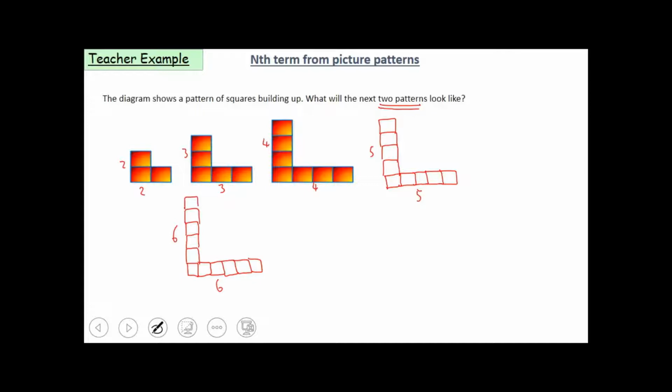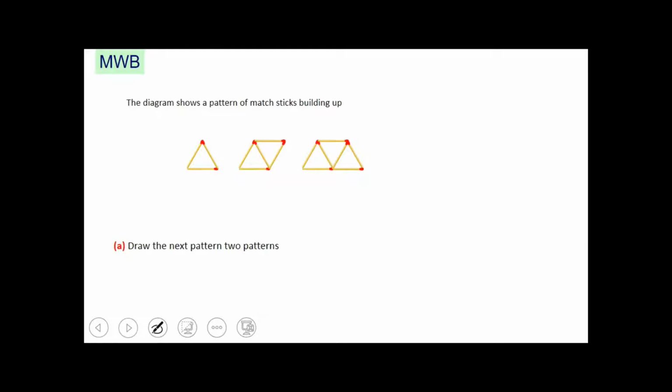So this normally would give us two marks. If it's one pattern, they normally say one mark, but because it says two patterns, it'd probably be a two mark question. We've got a next question up here. This time, this is slightly different up here. We've got matchsticks up there. So we need to make sure what's actually happening up there.